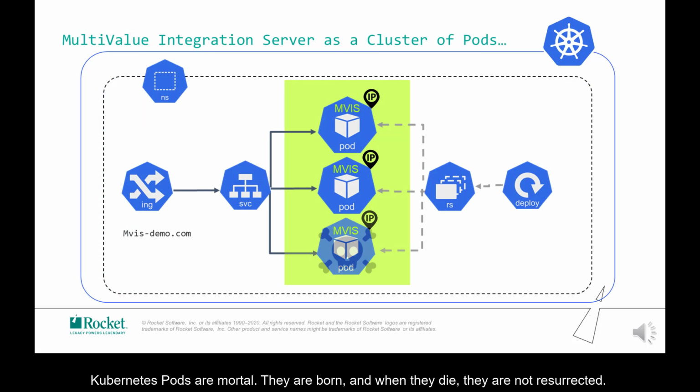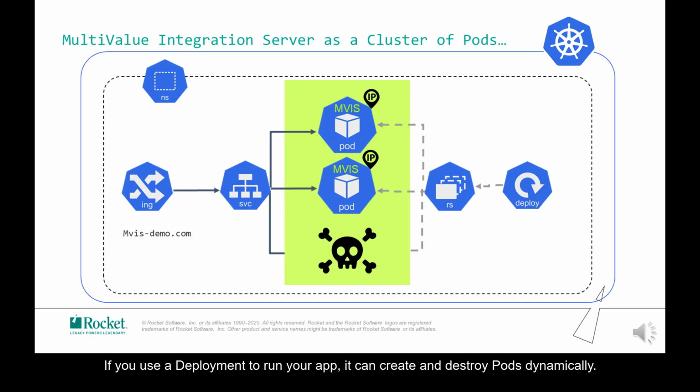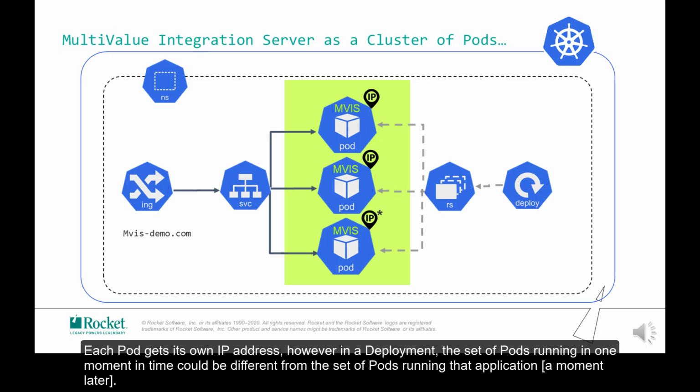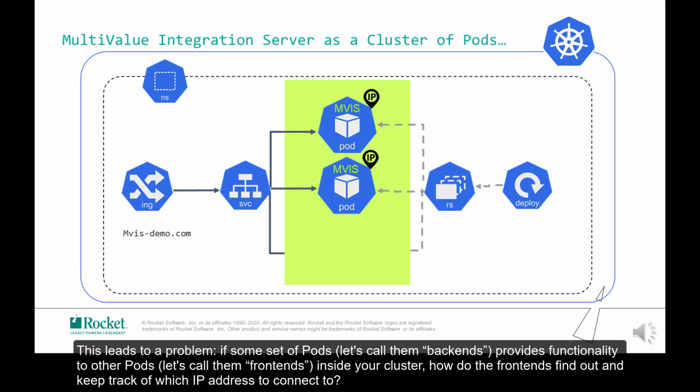Kubernetes pods are mortal. They are born, and when they die, they are not resurrected. If you use a deployment to run your app, it can create and destroy pods dynamically. Each pod gets its own IP address. However, in a deployment, the set of pods running at one moment in time could be different from the set of pods running that application at another moment. This leads to a problem.